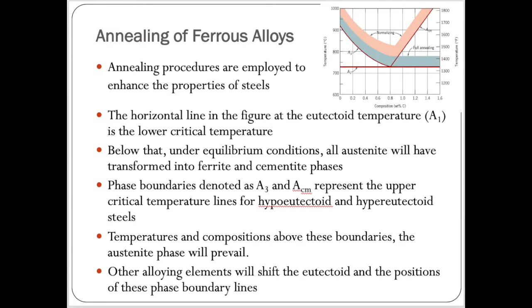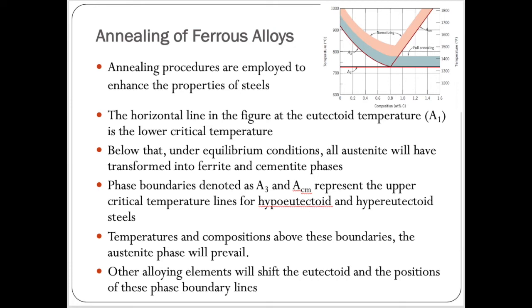There are several different annealing procedures that are employed to enhance the properties of steel alloys. However, before they are discussed, some content related to the labeling of phase boundaries is necessary. You can see the figure above, which shows the portion of the iron carbon phase diagram in the vicinity of the eutectoid.